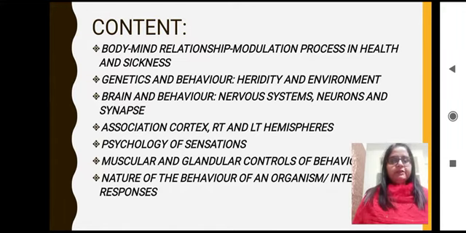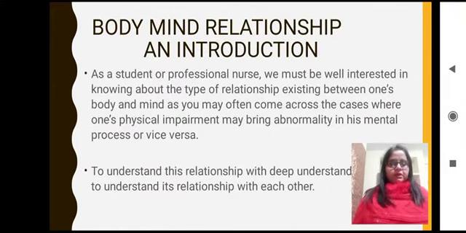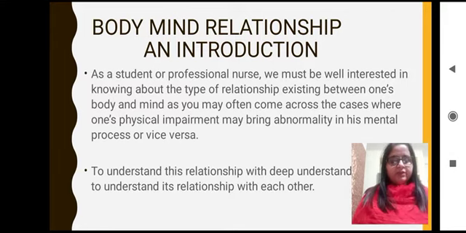Then brain and behavior. In this topic we are going to discuss the nervous system, neurons and synapse. Then association, cortex, right and left hemispheres, psychology of sensations, muscular and glandular control of behavior, nature of the behavior of an organism or integrated response. In today's class, we will be discussing body-mind relationship and introduction.